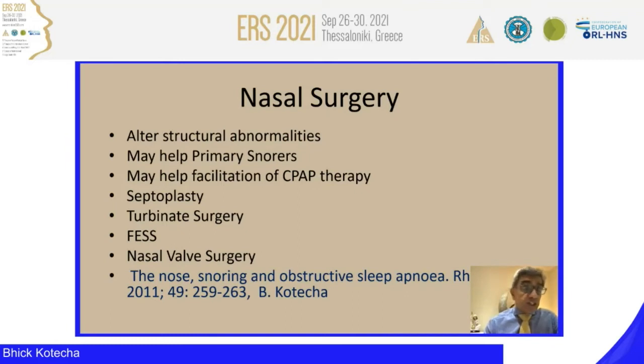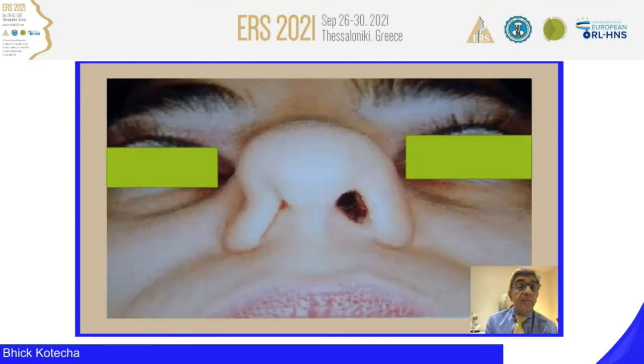In terms of nasal surgery, we need to alter the structural abnormalities in order to improve the nasal airflow and also improve the resistance. It is thought that this may help primary snorers, and it may also help facilitation of CPAP therapy. And the kind of surgery that is useful is septoplasty, turbinate surgery, endoscopic sinus surgery, nasal valve surgery, or indeed external septorhinoplasty that may improve the upper airway.